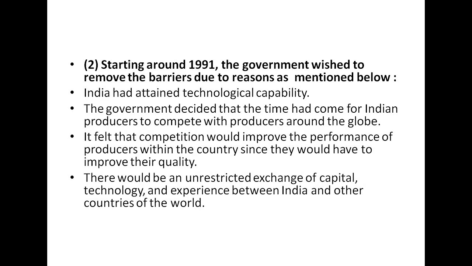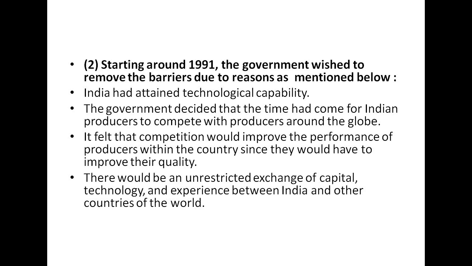Now the second part, the answer here is, starting around 1991, the government wished to remove the barriers due to reasons as mentioned below. The second part answer you can write down in points, that why they removed the barriers. There are certain reasons, so you can write those reasons in points. Firstly, India had attained technological capability. Then the government decided that the time had come for Indian producers to compete with producers around the globe.